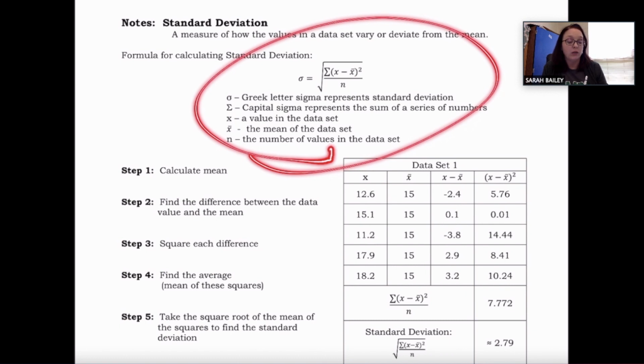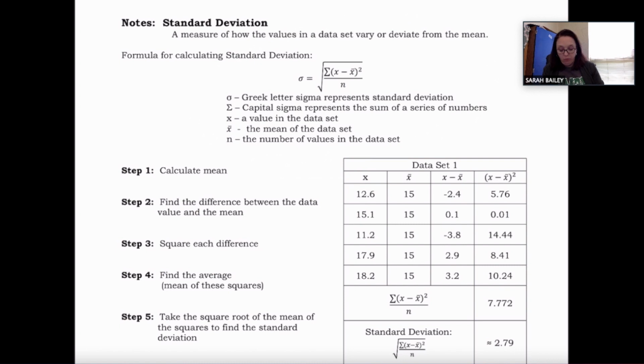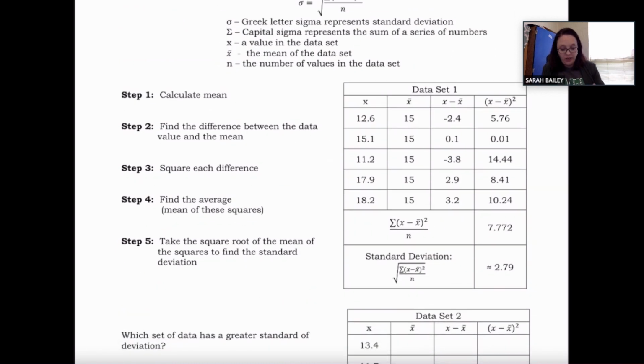It's a fancy formula. So basically, we're going to go over the steps because they've done this in a data set. Step one, you calculate the mean of your data. Right here where you see X, this is all the data points: 12.6, 15.1, 11.2, 17.9, and 18.2. So there's all my data. Then you calculate the mean. That's that X with the bar over it, the symbol for mean. So they found the mean. Remember, to find the mean, you add all these numbers up, then divide by however many numbers there are. In this case, the mean was 15.